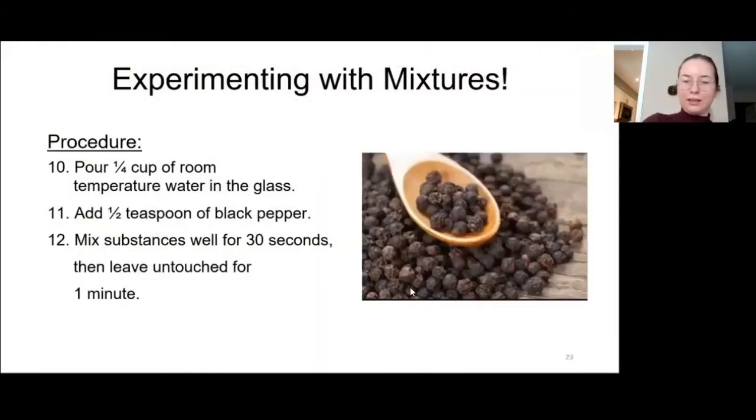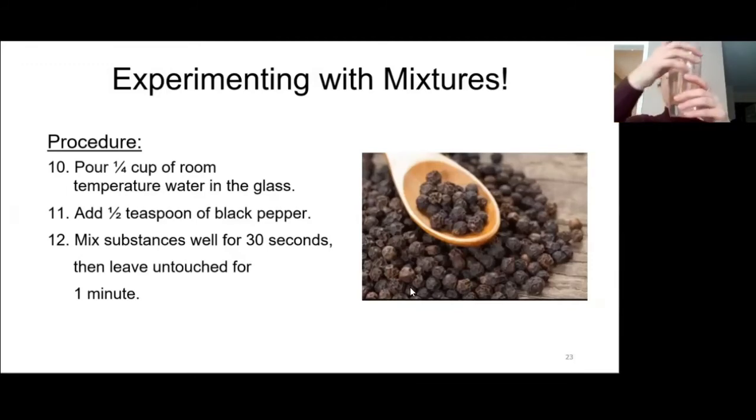Alright, next one is with water and pepper. So we can just use a pepper grinder and just sprinkle some pepper into our water. And once again, just pause the video, mix the substances together for 30 seconds, and then leave it untouched for a minute.